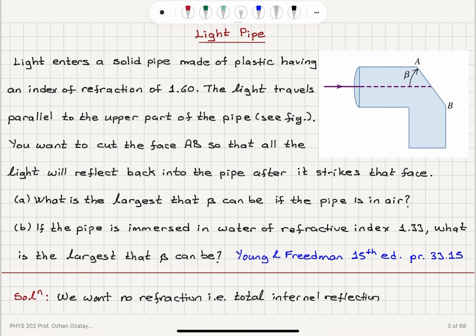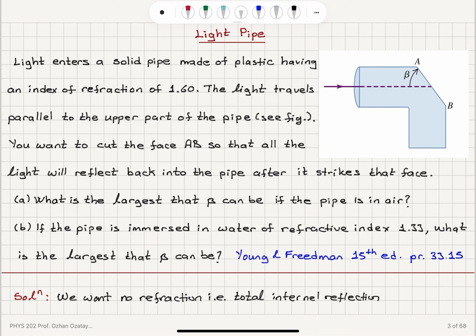Okay, so we have light entering a solid pipe made of plastic, index of refraction 1.6. It travels parallel to the upper part, and then it stays inside the plastic. We are considering two cases. The outside is air or outside is water. We want to know the largest possible value of beta.